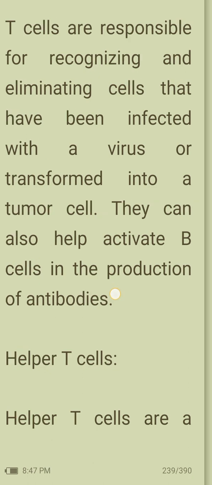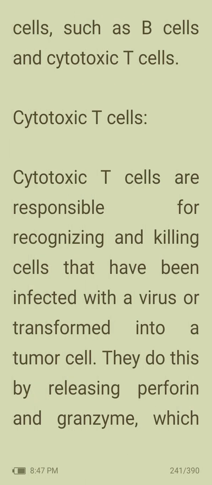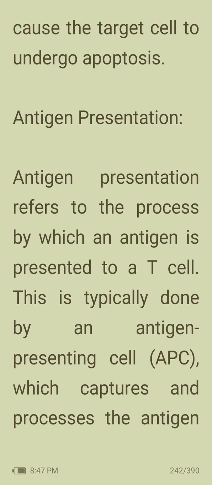Next, helper T cells. Helper T cells are a type of T cell that play a critical role in the immune response. They are responsible for recognizing and binding to antigen-presenting cells, or APCs, which are cells that have captured and processed an antigen. Once activated, helper T cells secrete cytokines, which help activate other immune cells such as B cells and cytotoxic T cells. Cytotoxic T cells are responsible for recognizing and killing cells that have been infected with a virus or transformed into a tumor cell. They do this by releasing perforin and granzyme, which cause the target cell to undergo apoptosis.